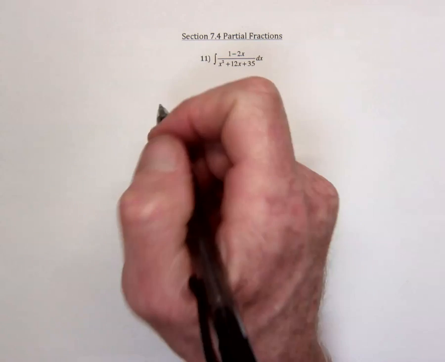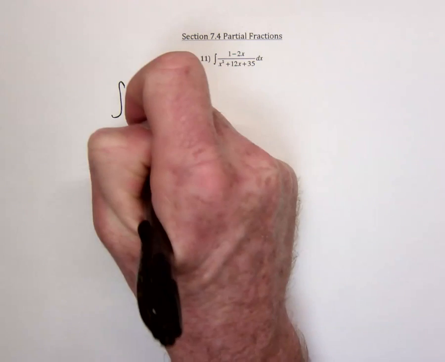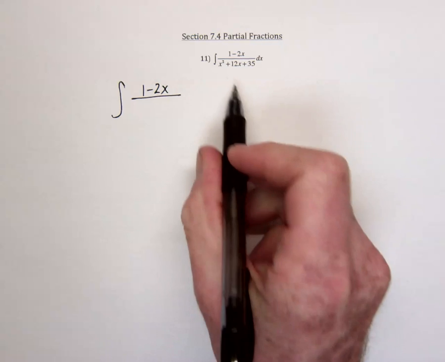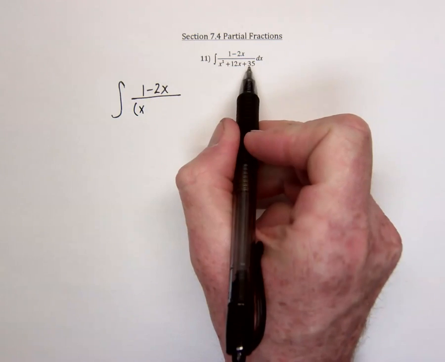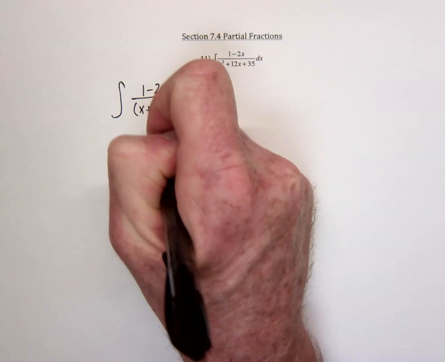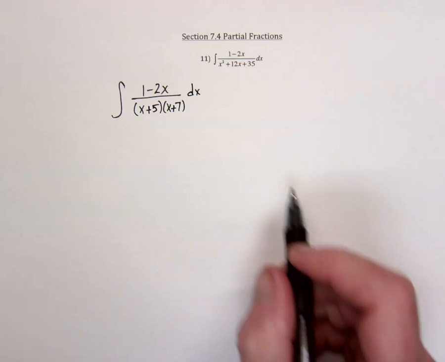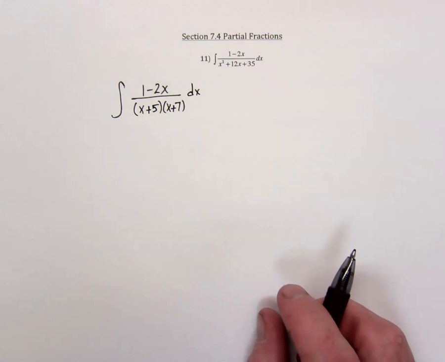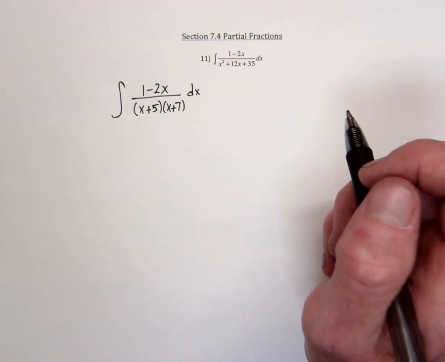So partial fractions only works if the denominator can be factored, and I believe that it's going to work in this case. So we could factor this into, let's see, for 35 we could use 7 and 5, so x plus a 5 and x plus a 7, and then just take a moment to make sure that that 12x is going to be the middle term, and it works. So this is what we're going to be integrating.